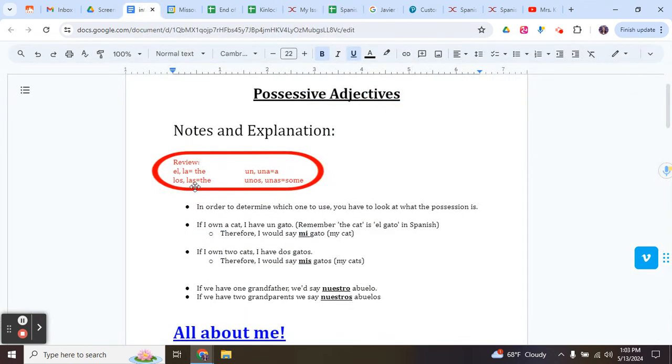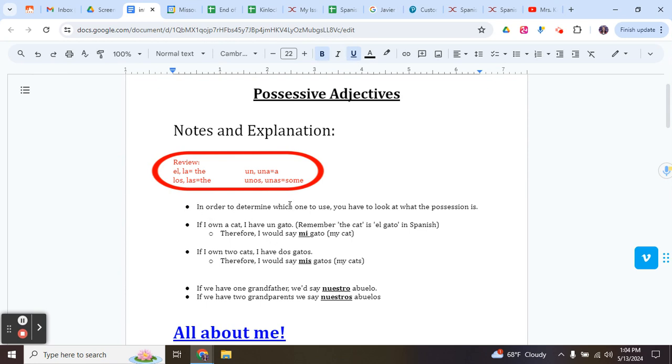Okay, so here's how you use them. So a little review, remember el and la both mean the, masculine and feminine. Los and las also mean the, and this is the plural, masculine and feminine. And then un and una mean a. So like instead of saying the cat, we could say a cat. Okay, un masculine, una feminine. Some is just the plural, unos and unas. Okay, and that will come into play here.